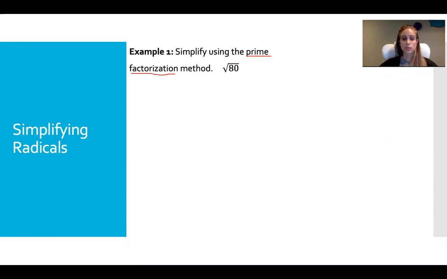So if we look at the square root of 80 here, I can't just simplify it and get a rational number because it's not a perfect square. The closest perfect square would be 81. The square root of 81 is 9. Well, that's too big, 81 is bigger than 80. So if I go down, 8 times 8 is 64. 80 falls in between there. So 80 is not a perfect square. Therefore, the method for simplifying is to break it down and do the prime factorization.